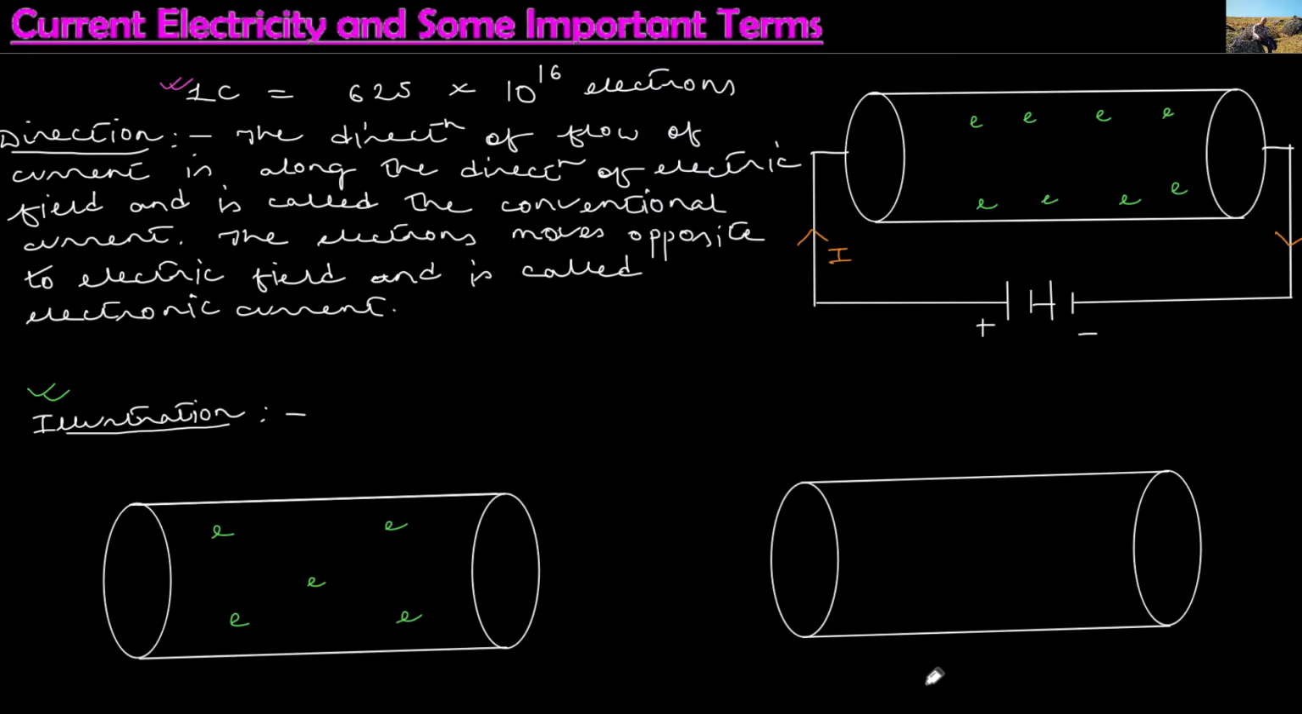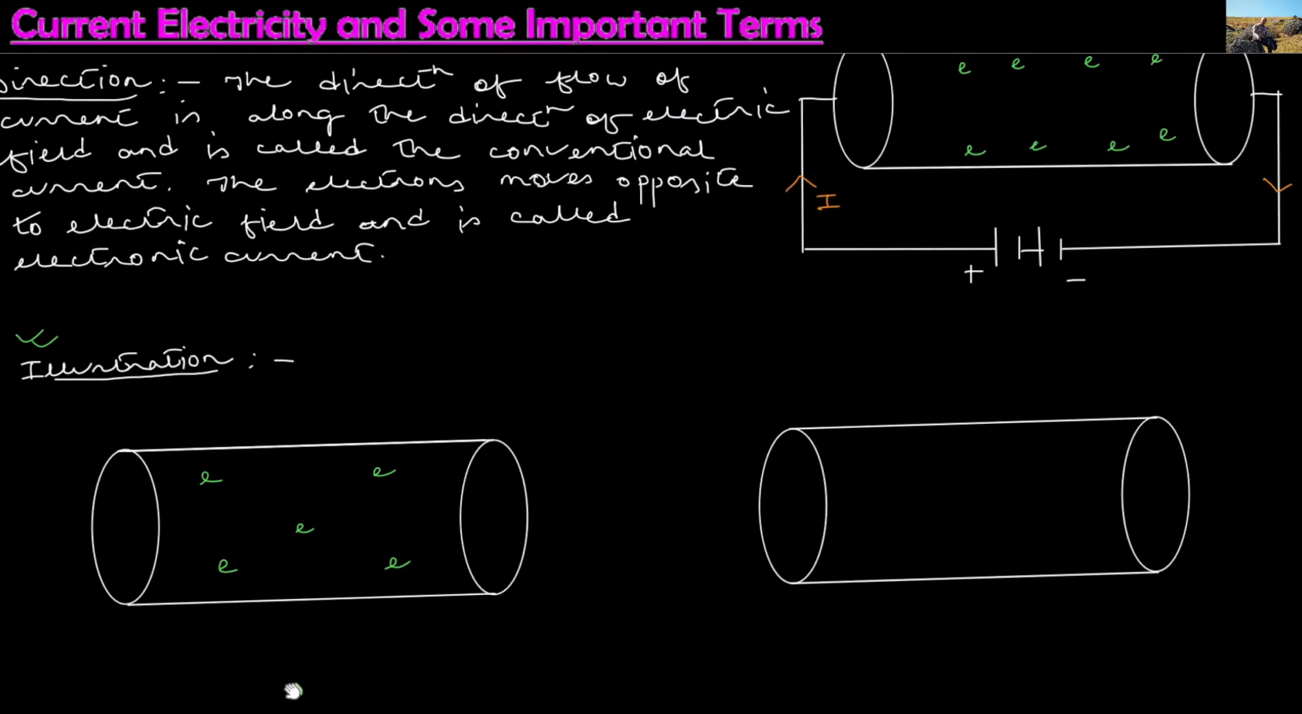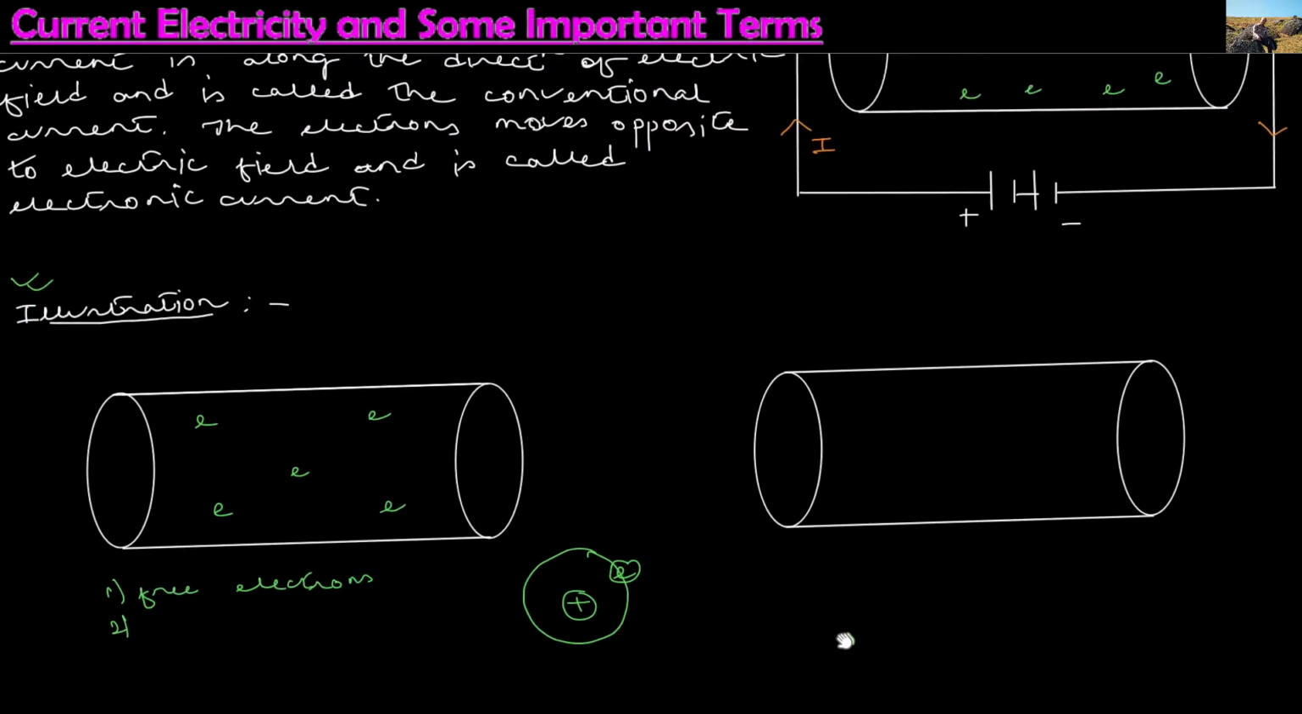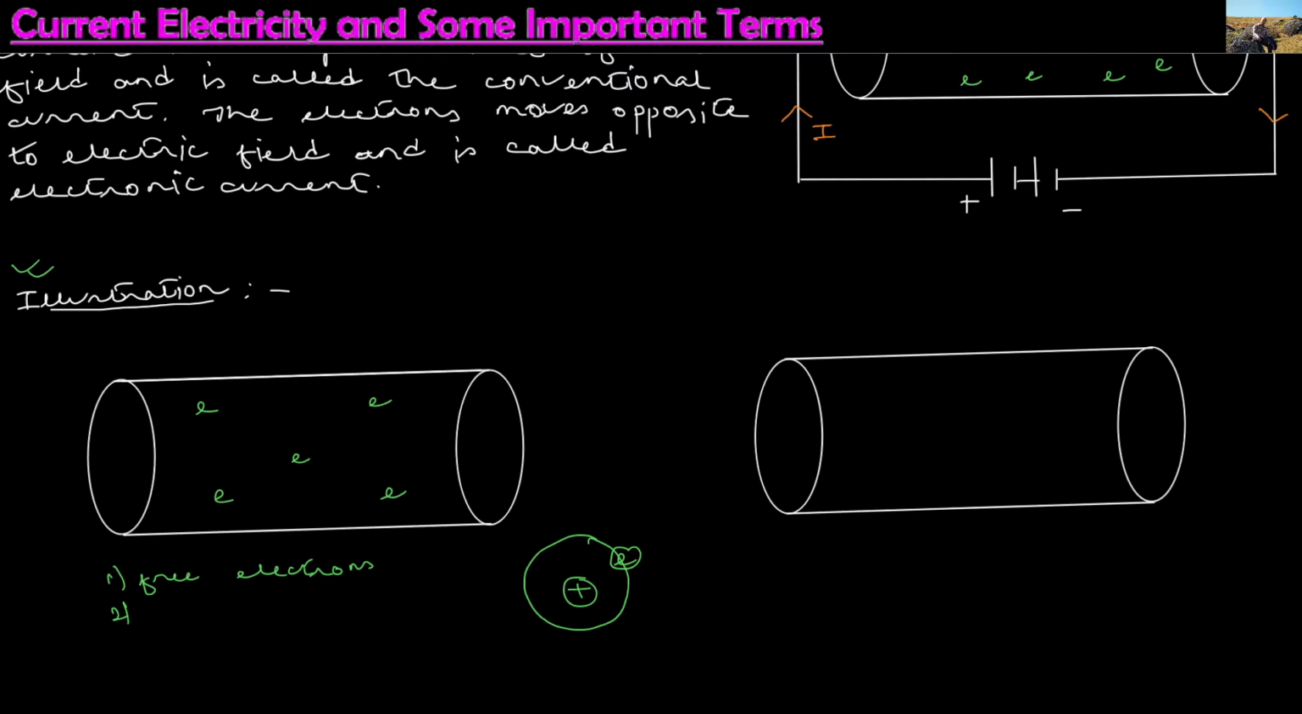And all these free electrons are in the state of random motion. Inside any conductor there will be free electrons. All these free electrons will come from those valence electrons which I have explained to you. So all these free electrons in a wire or in a conductor, at room temperature, will be in the state of random motion.